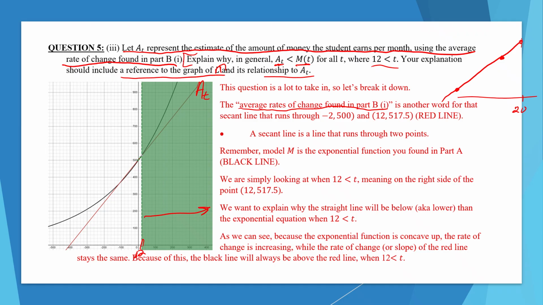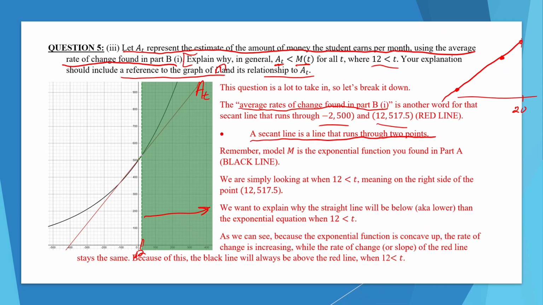We talked about how A of t is that secant line that ran through those 2 points, negative 2 comma 500 and 12 comma 517.5. Those are the 2 points that formed that straight line, the same 2 points we found the slope of in part B. A secant line, by definition, is a line that just runs through 2 points. So if you didn't know that, now you know.